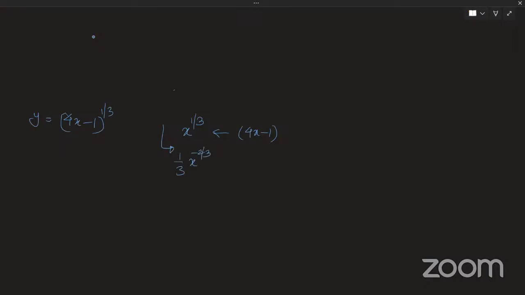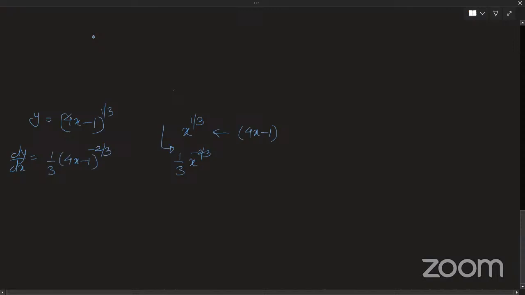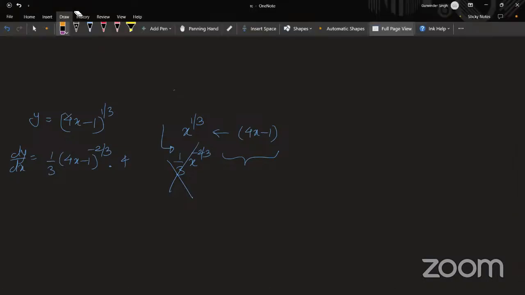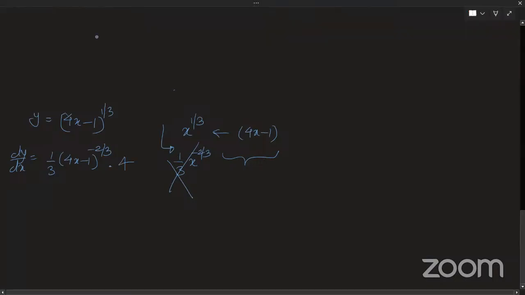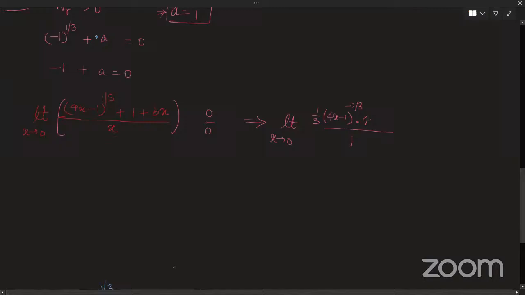So dy by dx will basically be 1 by 3, and I'll need to replace the inside part in place of x. So (4x minus 1) raised to minus 2 by 3, and then multiplied by the derivative of the inside, 4x minus 1, which is 4. So this is what I get: 1 by 3 into (4x minus 1) raised to minus 2 by 3 multiplied by 4, right? This is my final term. Okay, great.